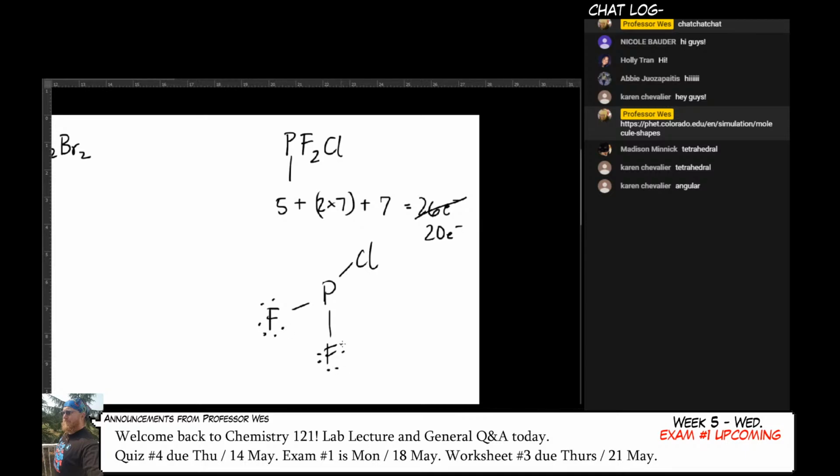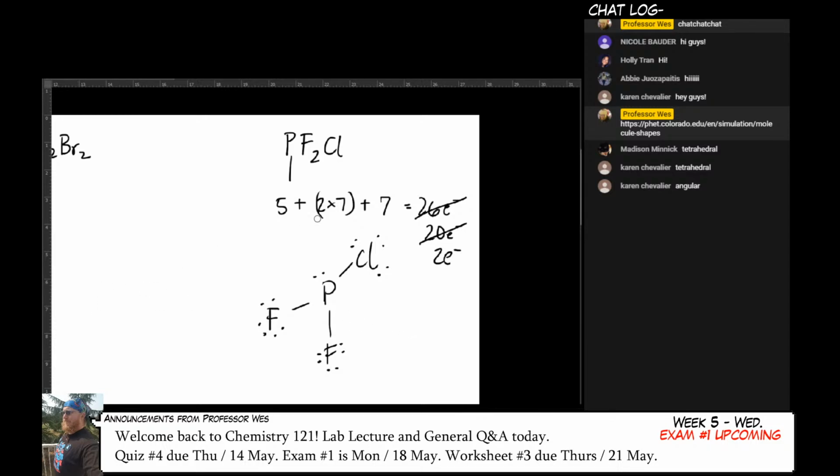We haven't talked about electronegativity yet, but we'll do that tomorrow. So how many was that? 2, 4, 6, 8, 10, 12, 14, 16, 18. 20 minus 18 is 2. I have 2 left. They go on the central atom. So my molecule looks like this.